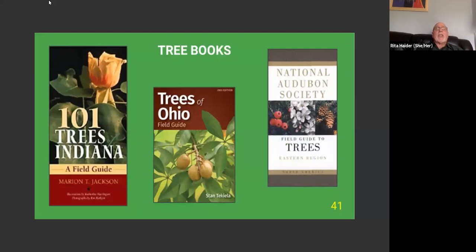Tree books, actual books you can carry with you to the field, made out of trees. My favorite, if I had just one book, would be the 101 Trees of Indiana. I've only been aware of this book for maybe two years. My only complaint is you might have to drive to Indiana to get it or send away on the internet. You don't see it in the Ohio bookstores much, but it is slim enough to fit in a large pocket, at least a jacket pocket.